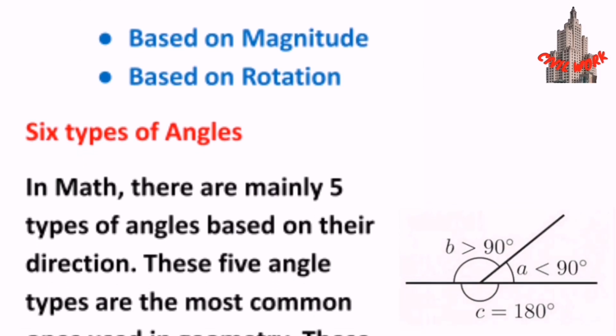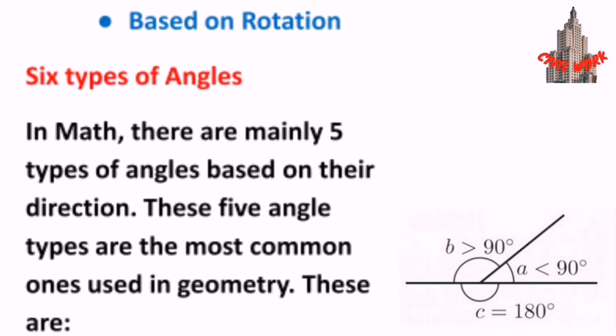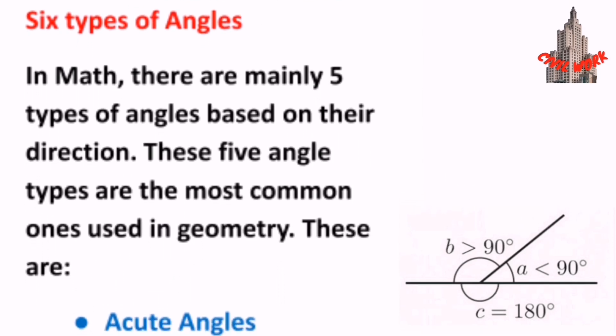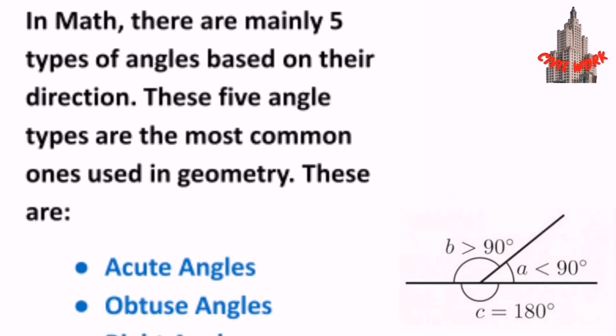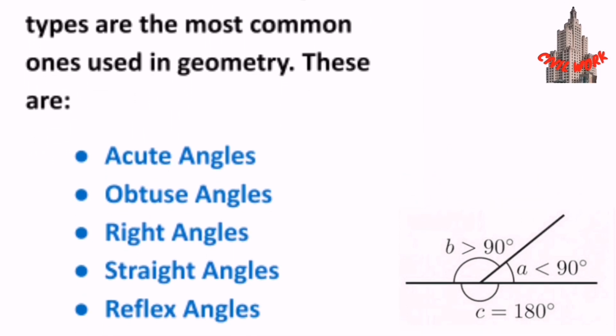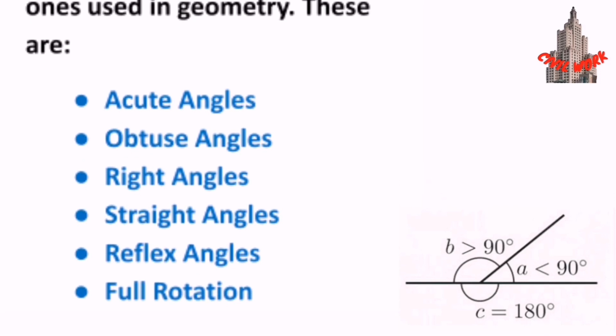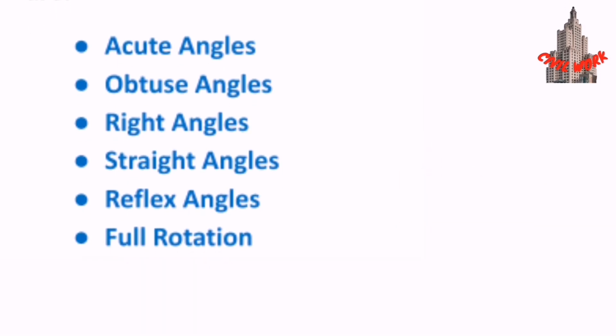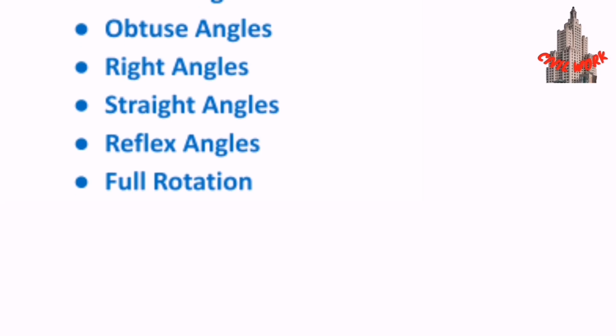Six types of angles. In math, there are mainly six types of angles based on their magnitude. These angle types are the most common ones used in geometry. These are acute angle, obtuse angle, right angle, straight angle, reflex angle, and full rotation.